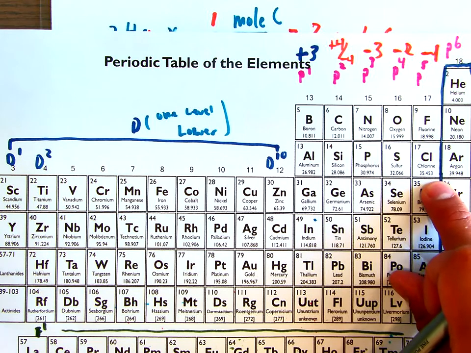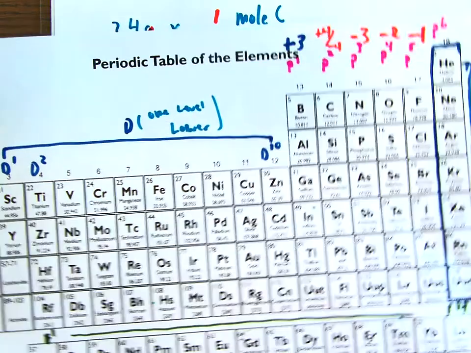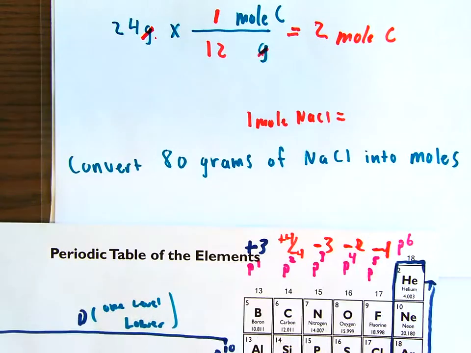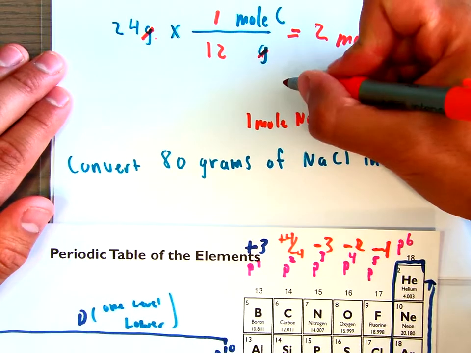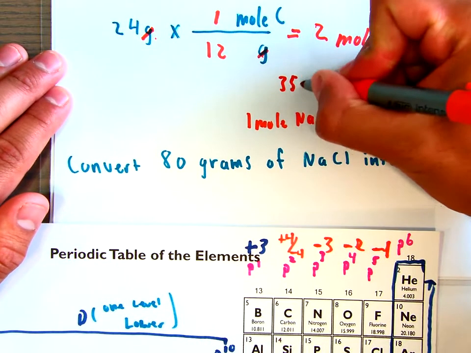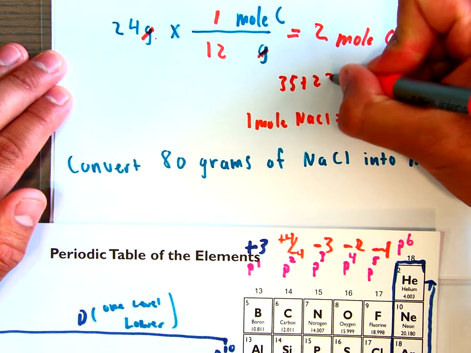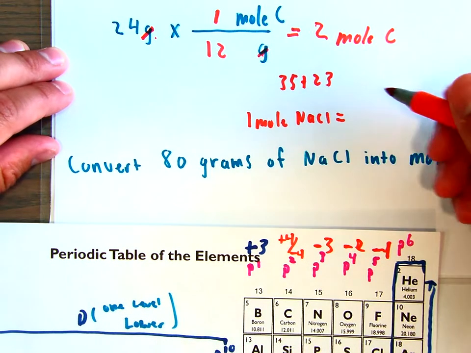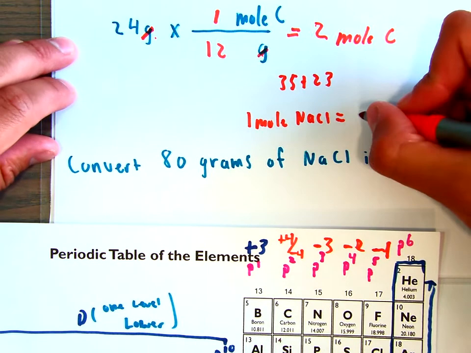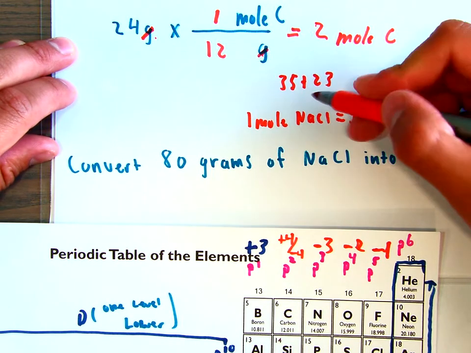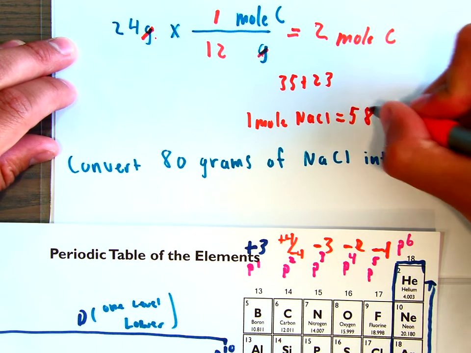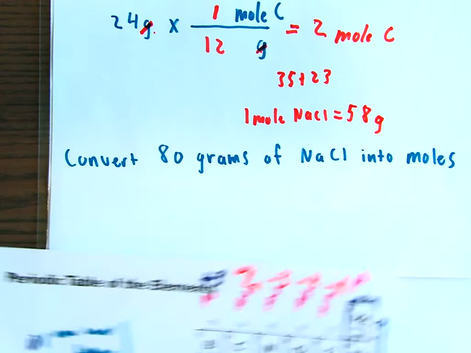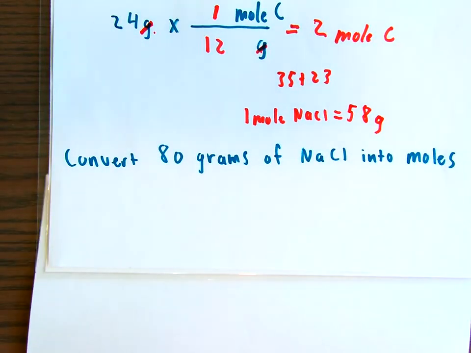Sodium is 22.9, so that'll be 23. So my mass here will be 35 plus 23. We add that up, and that's going to be 58 grams. So that's the mass of NaCl, which is just table salt, right?